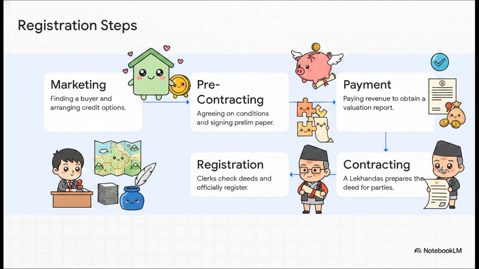Second is pre-contracting, where both parties shake hands on the conditions and sign a preliminary paper. Third, you've got payment and valuation, paying revenue to the local municipality to get an official valuation report. Fourth is contracting. Here, you bring in a professional conveyor called a lekhandas, and they physically draft the deed for everyone to sign.